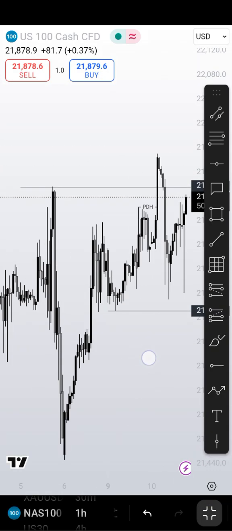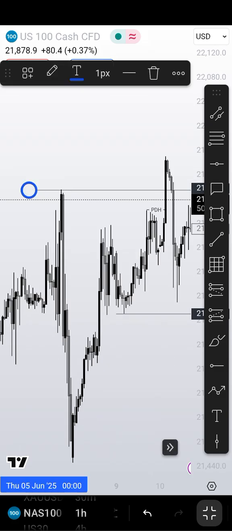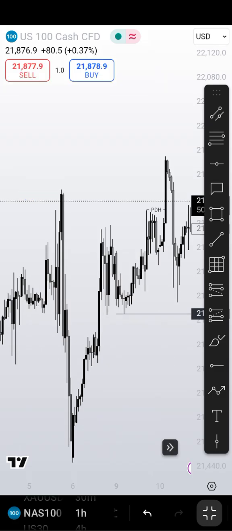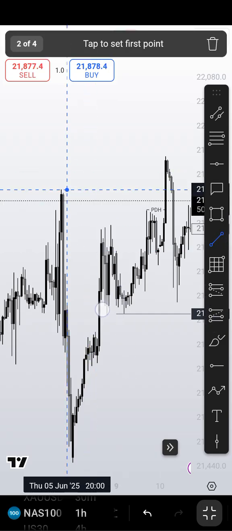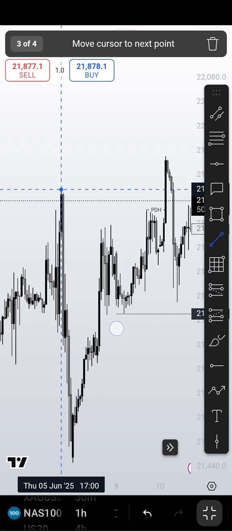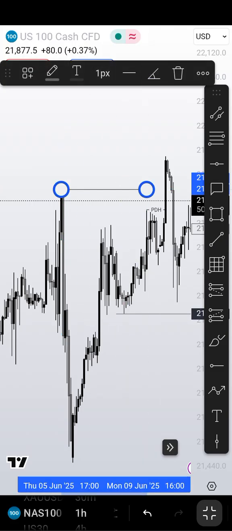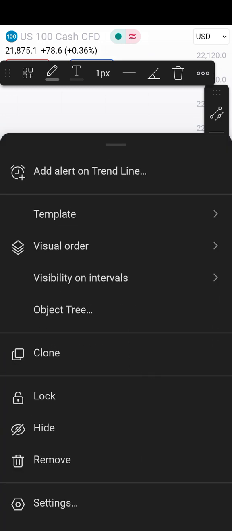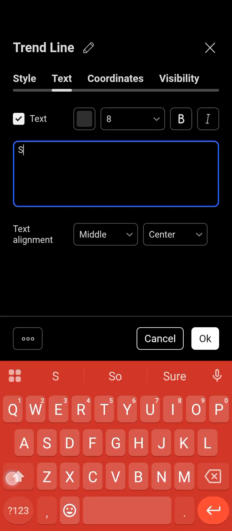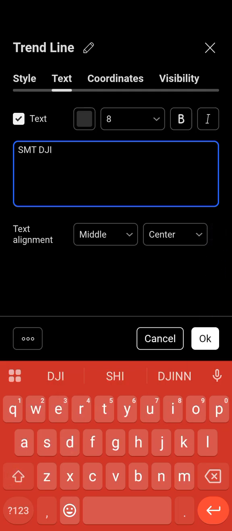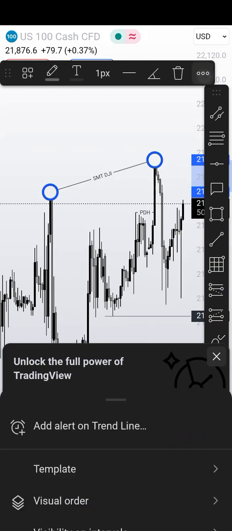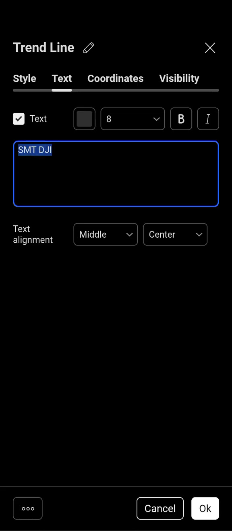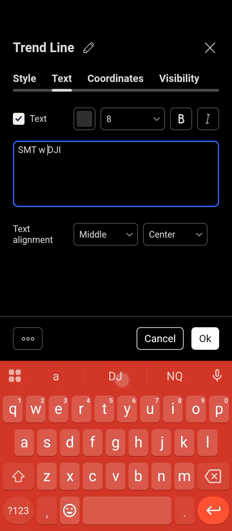And then this high that was swept there, the Dow Jones failed to take out that high. So as we took it out on NQ, we failed to take it out on the Dow Jones, giving me an SMT divergence. So NAS had an SMT divergence with the Dow Jones index. Centered as well.